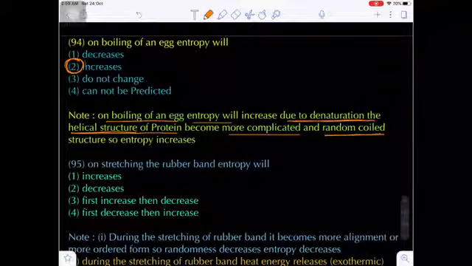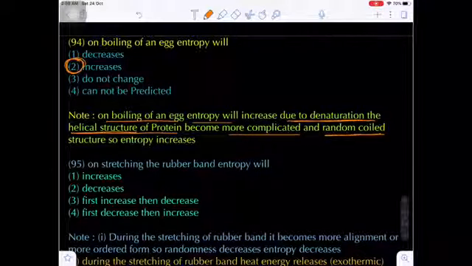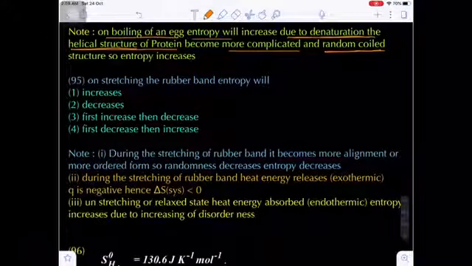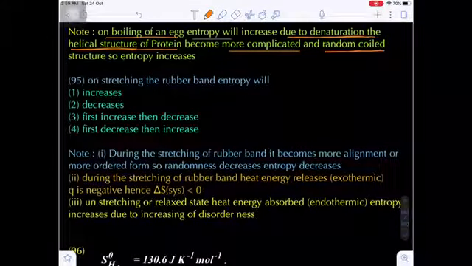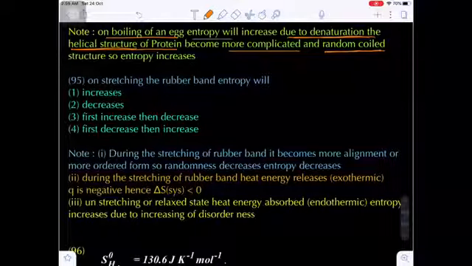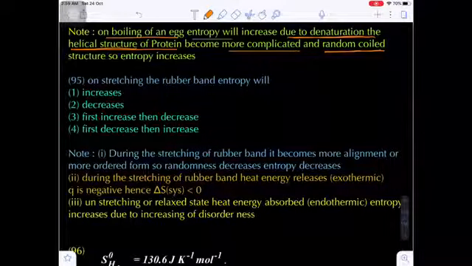Once again I am repeating, on boiling of an egg, entropy, what happens? Increases. Next question, on stretching the rubber band, entropy, what happens? Now, on stretching the rubber, the entropy value decreases.